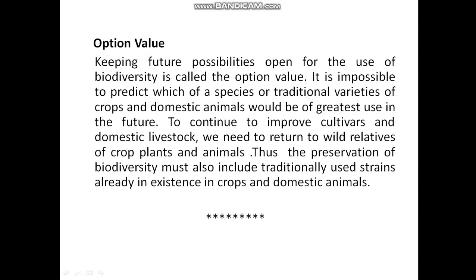That means in future, we do not know which animal or which crop or which plant may be important for us, which would have the greatest use in the future. So it is always important that we should preserve all our animals and plants, and we should always preserve our biodiversity for the future use.